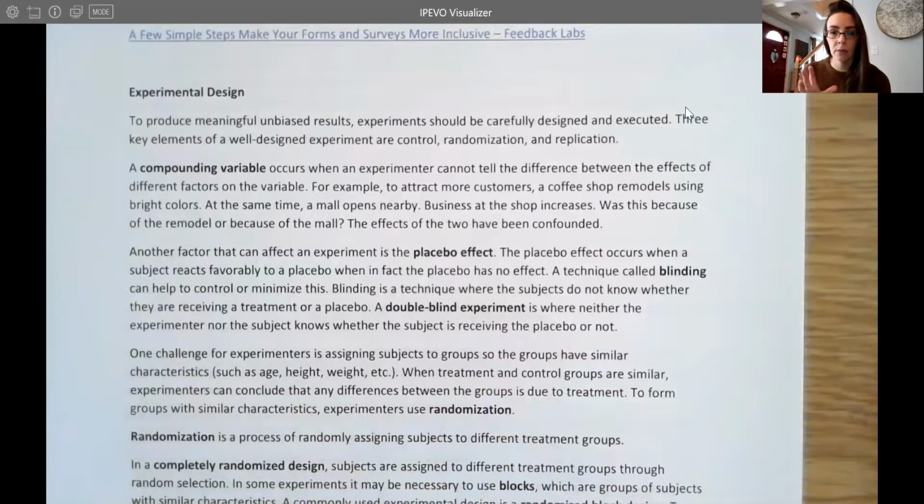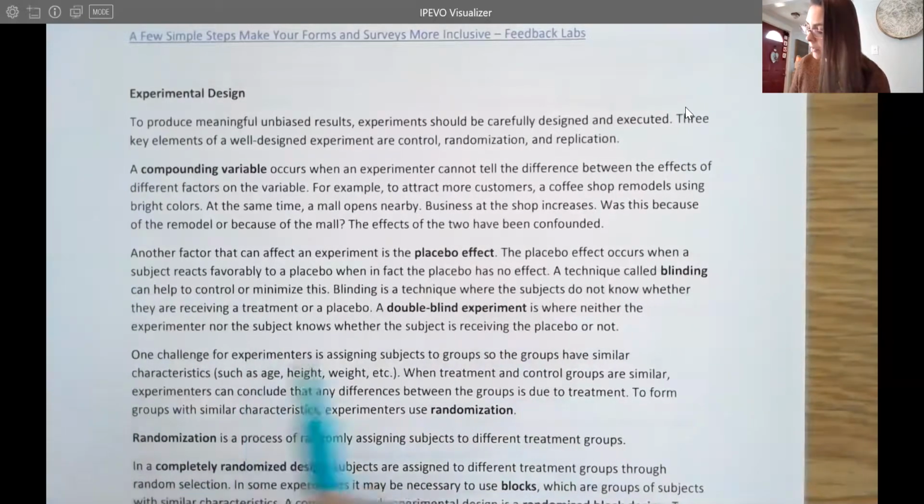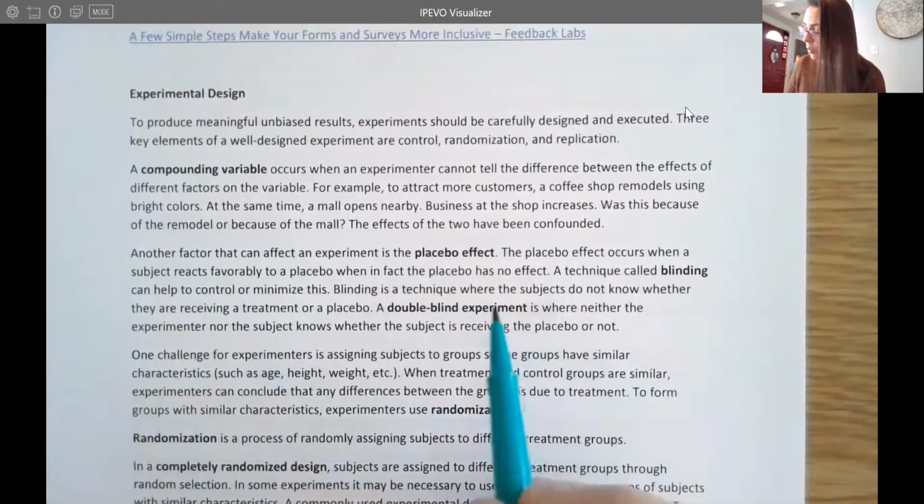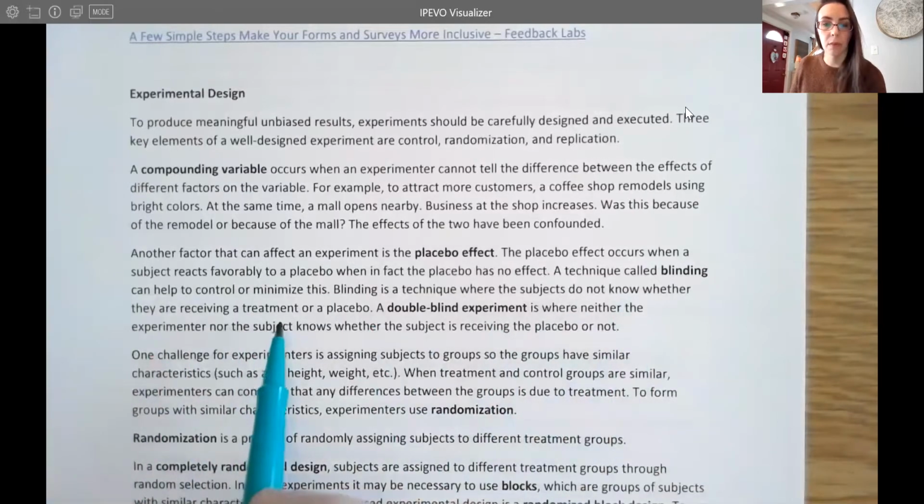We can help to control that a bit, and that's with blinding. So blinding can help control or minimize this. And it's a technique where the subjects do not know if they are receiving the treatment or the placebo. So again, we've talked about that. We really don't want our subjects, in most cases, to know what they're receiving. Now, if I go back to my weight loss example, that's different, right? Obviously, the subjects know if they're exercising or if they're changing the nutrition. So there are some examples where that's not going to work. But particularly for medication and things like that, we try to have it blind so a subject does not know if they're receiving the drug or not.